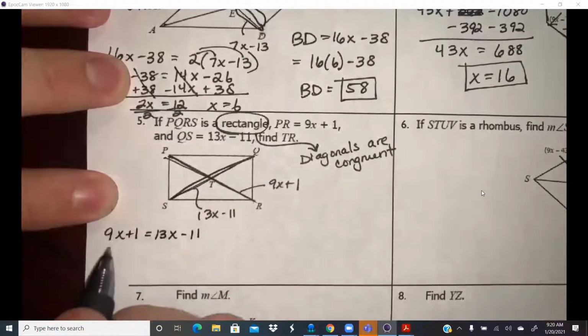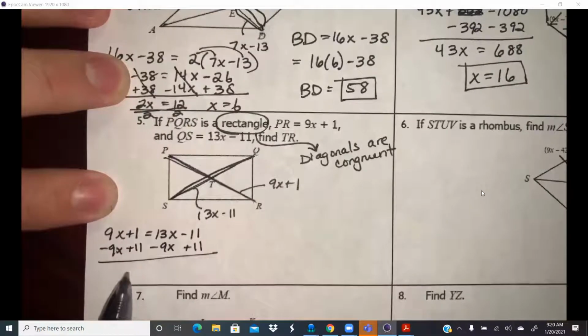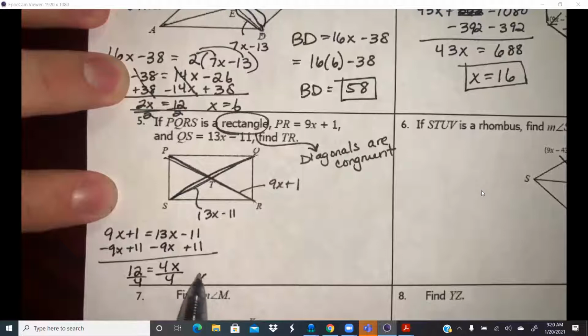So when I work this out, I subtract 9x from both sides. I'm going to add 11 to both sides. So I have 12 is equal to 4x. And then when I divide by 4, I get x is equal to 3.